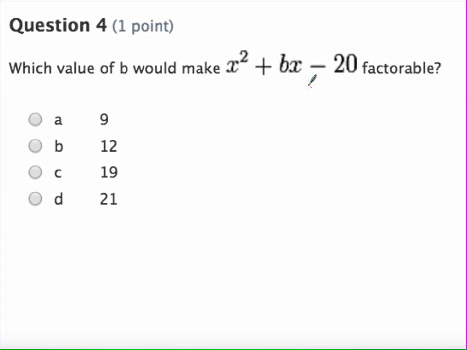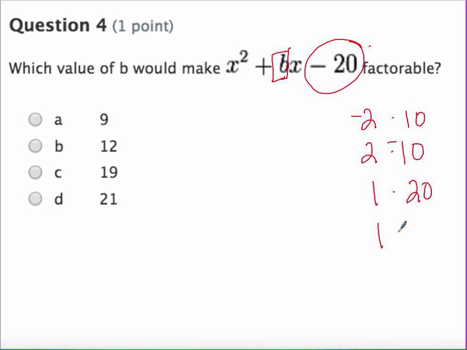Number 4 is a little bit different. Now I'm asking you what number b would have to be in order to make this a factorable trinomial. So you're considering the possibilities. You know the end is negative 20, so you're thinking of two opposite signs, the factors of 20. You've got 2 and 10, with the 2 being negative or the 10 being negative. Then you've got obviously 1 and 20, switching the negative with those. You've got 5 and 4, trying the negative with both of those.